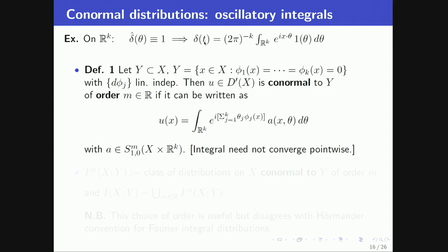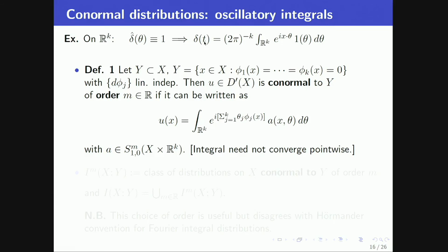Then a distribution u on X is conormal to Y of order m, and I'll make a comment about the order here because it's a little bit non-standard, if it can be written as an oscillatory integral, an integral over R^k, with the amplitude A of x, theta. The amplitude I'm going to take to be of order m. So here I'm not using Hormander's formula for what the order of a distribution should be. This is simply being lazy and saying that it's conormal of order m if the amplitude is of order m. So the delta function is of order 0 because 1 of theta is of order 0.